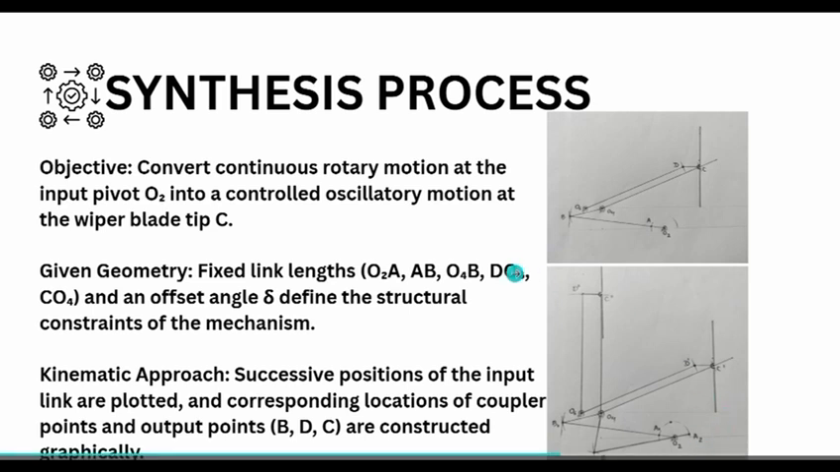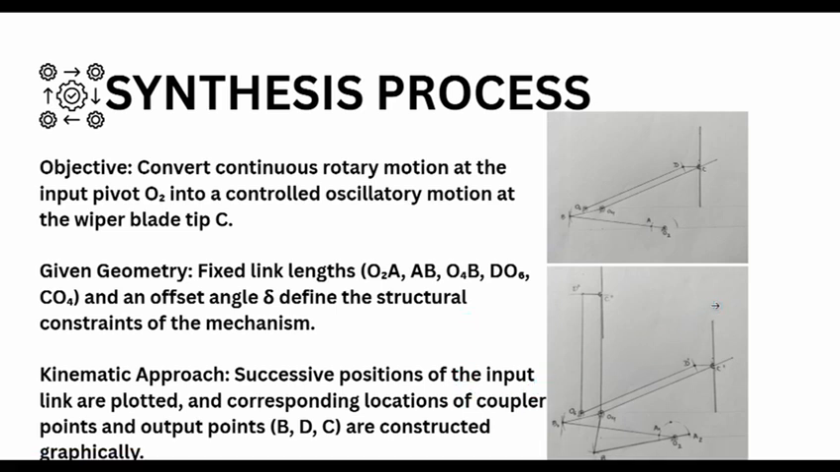To start, we fixed the link lengths and geometry. This included critical dimensions such as the position of our pivots and the lengths of our input, coupler, and output links. With this set, we used a graphical kinematic approach. This meant plotting the input link's successive positions and tracing how the linkage moves, constructing the exact coupler and output points at each step.